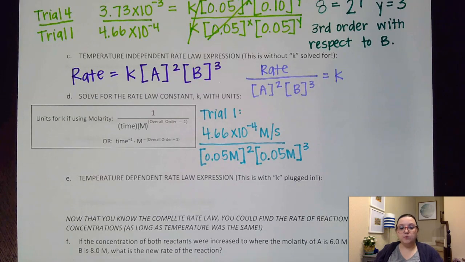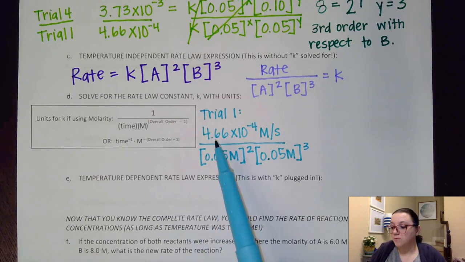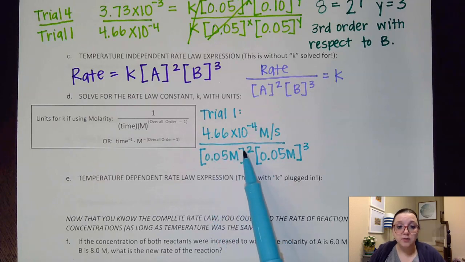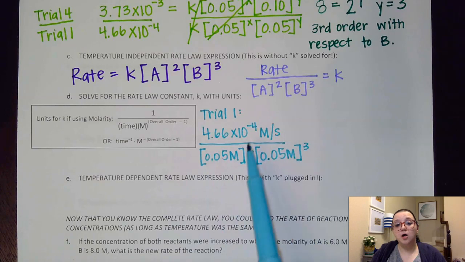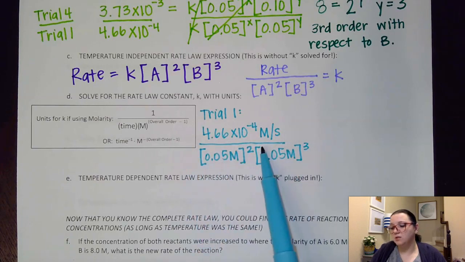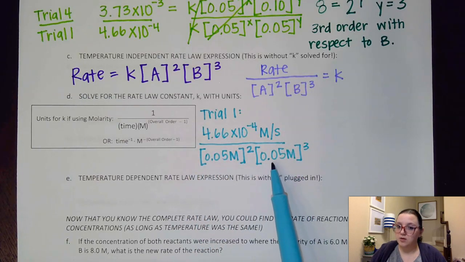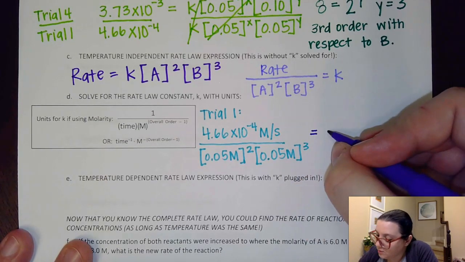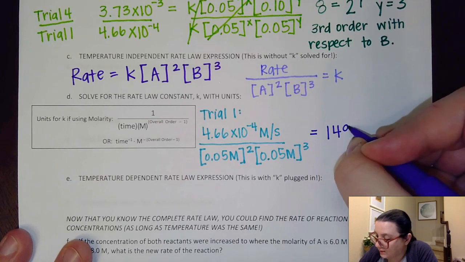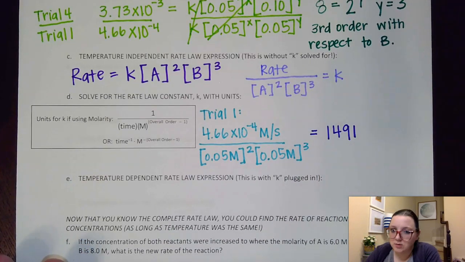And so what I would do is plug all that into my calculator. 4.66 times 10 to the negative 4th divided by 0.05 squared, and also divided by 0.05 to the 3rd. Be really careful on your order of operations there. If you're going to plug this in all in a row, make sure to divide by the first thing and then divide by the second. Or the other thing you can do is put the entire denominator in parentheses. Just be careful on your order of operations, okay? What this does is it gets a value of right around 1,491.